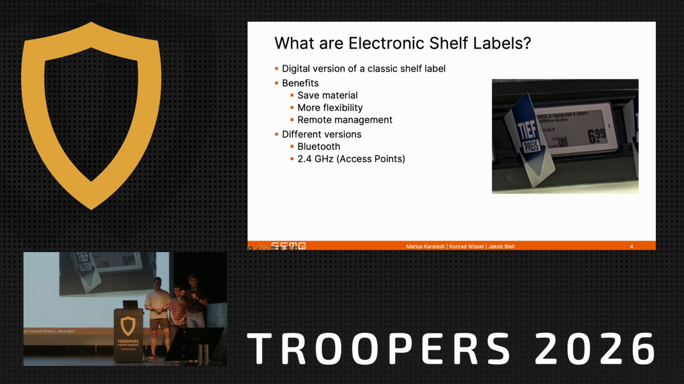They come in different versions, depending on how you talk to these shelf labels. Some are accessible via Bluetooth, and some others are accessible via a protocol around 2.4 gigahertz, and then they communicate with an access point, but more on that later. And they have a battery inside, so it can be drained, and then you have to replace it. They also have a MAC address, which in theory should be unique to identify them.